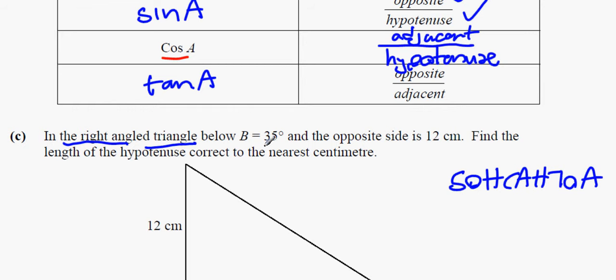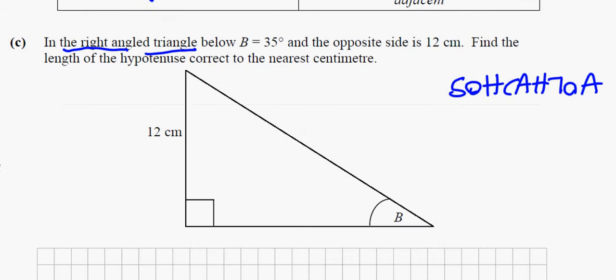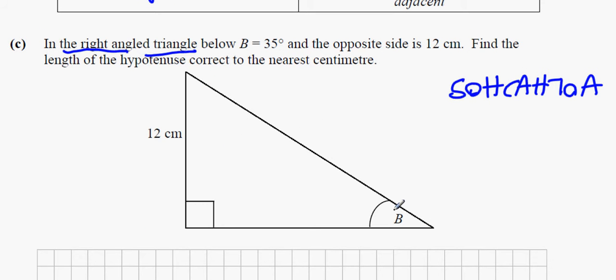B equals 35 degrees, and the opposite side is 12 centimeters. Find the length of the hypotenuse correct to the nearest centimeter. Okay, B is 35 degrees. You want to find out the length of the hypotenuse. Let's call it X. Okay, so we want to find out the length of this side here, from here to here, and here down to here.